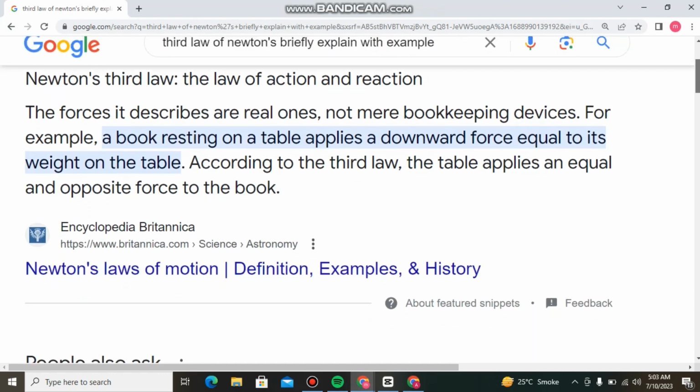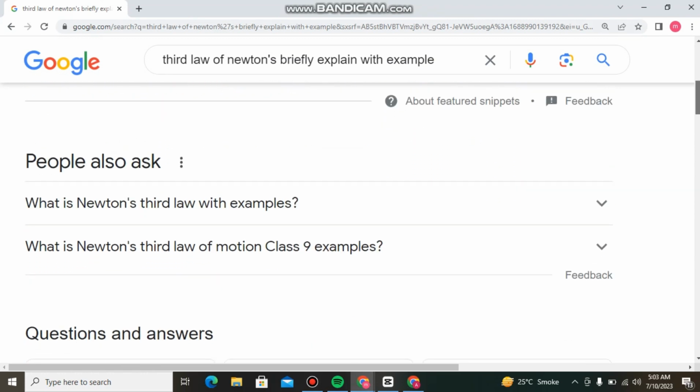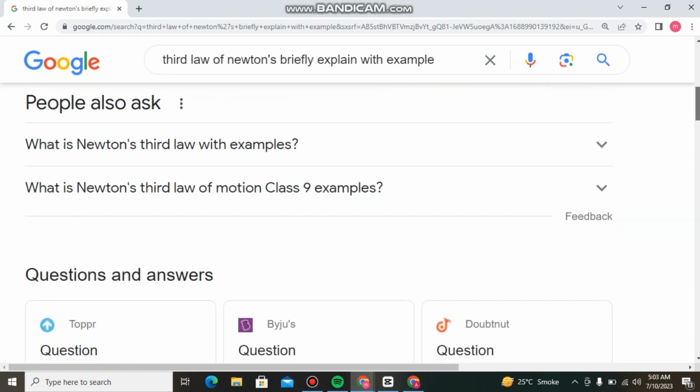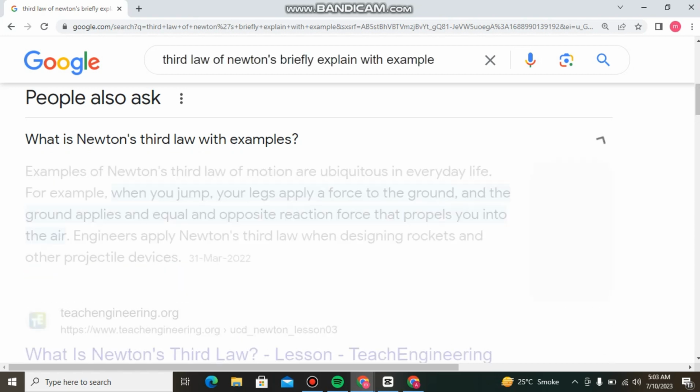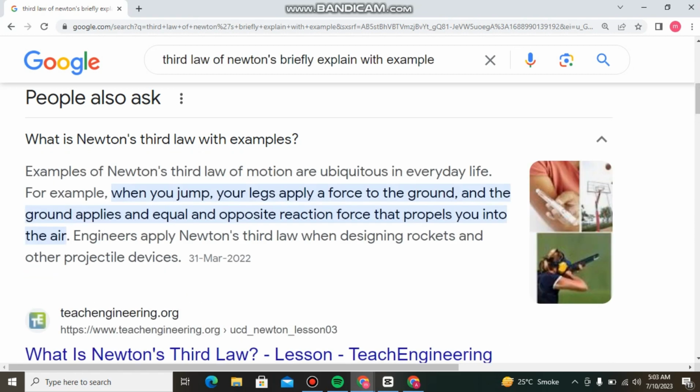So, let's learn the third law of Newton briefly. What is Newton's third law with example? Examples of Newton's third law of motion are ubiquitous in everyday life. For example, when we jump, your leg applies a force to the ground, and the ground applies an equal and opposite reaction force that propels you into the air.